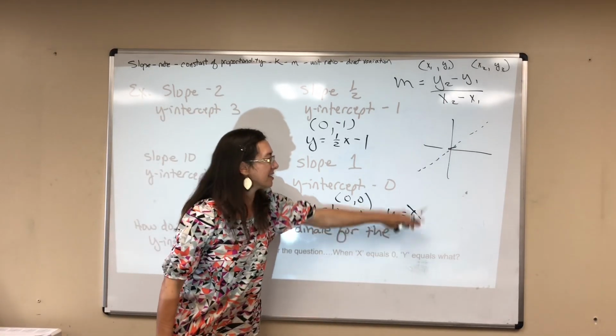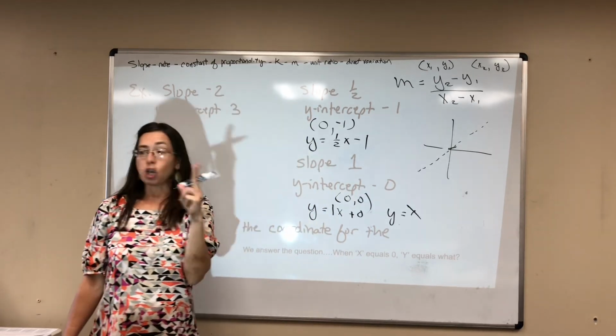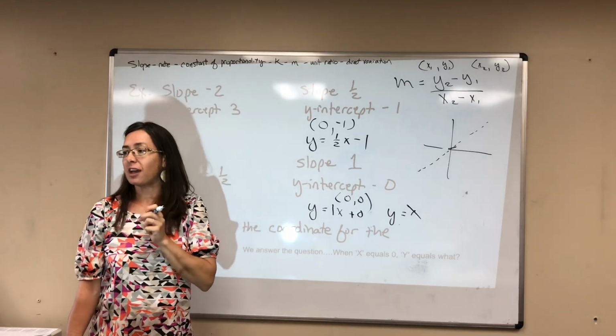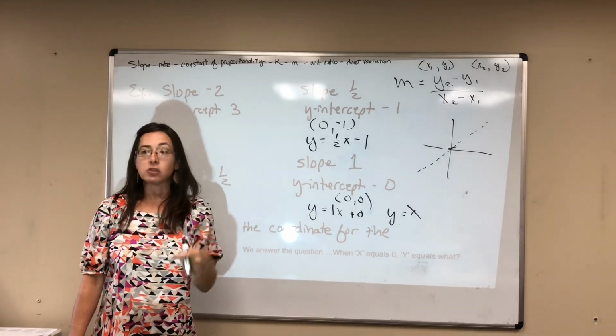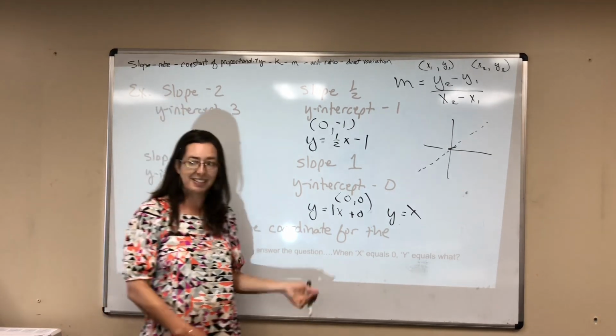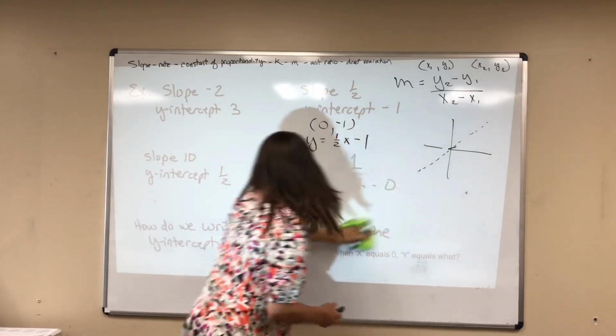Y equals x is our parent function. Through the origin, slope of 1, 45-degree angle. That means for every y, I have the same x. If x is 3, y is 3. If x is 10, y is 10. That just continues. Well done.